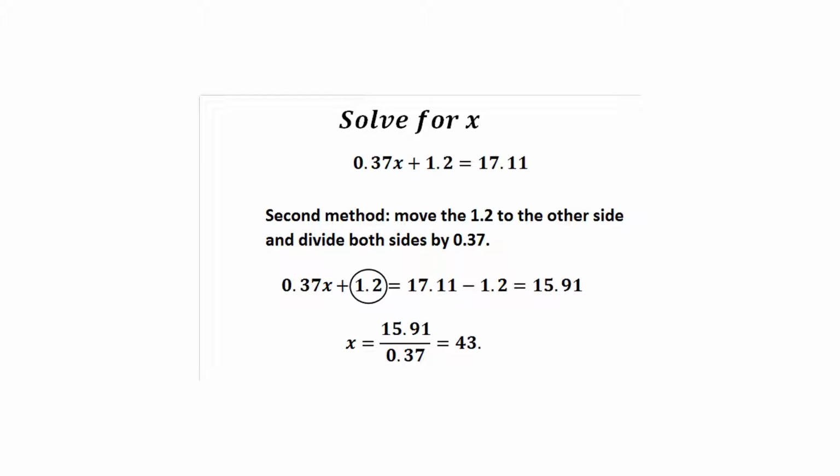If you were to set this up as long division, you would want to multiply by 37, not 0.37, because you want to divide by an integer. But whatever you do in the divisor, you must do in the dividend. In our case, the dividend is 15.91. So if you move the dot in 37 2 places, you move the dot in the 1591 2 places, and we're back to 1591 over 37, which is 43.